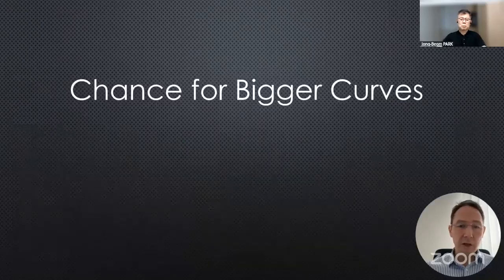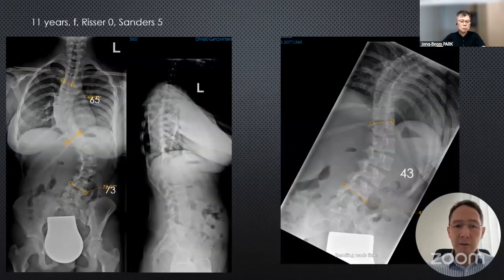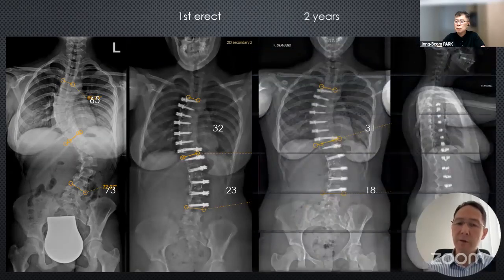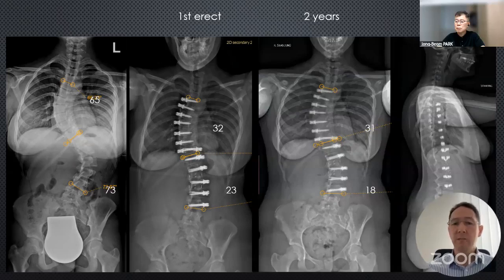So there is also a chance for bigger curves like here, 73 degree, not a candidate for VBT, but we did a 2-level apical fusion instead of a 12-level fusion. It's not a perfect straight spine, but at 2 years, the patient has a lumbar curve of 18 degrees. So do you want to have a perfect straight spine, but you are fused? Or do you accept some curve, but are flexible?